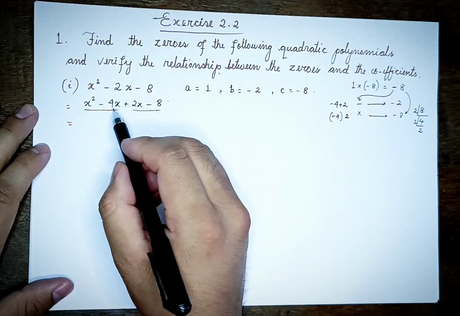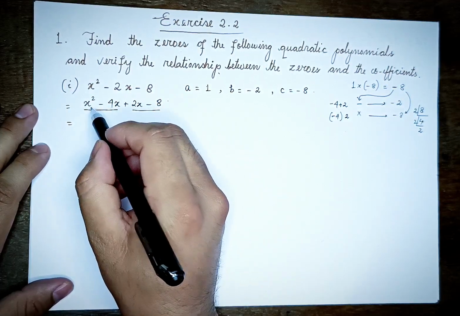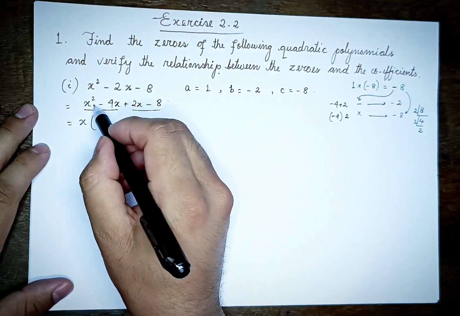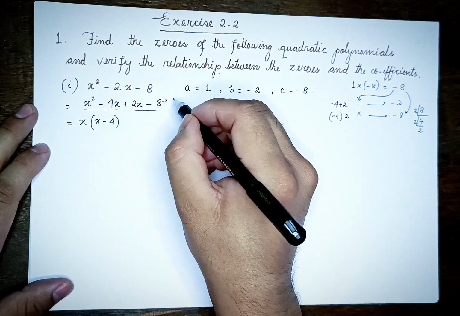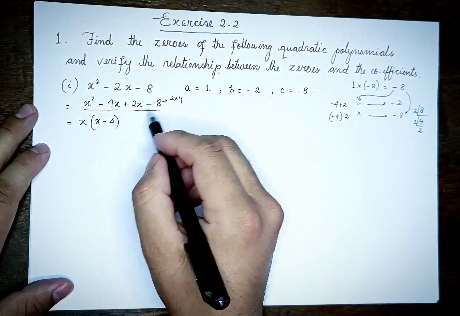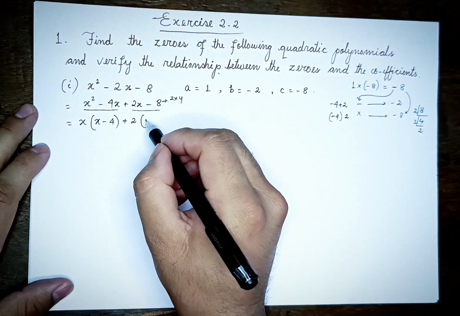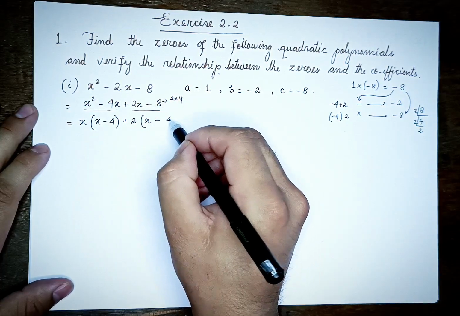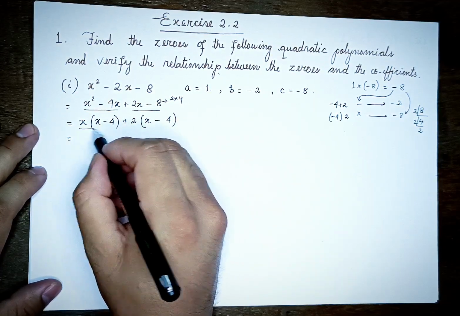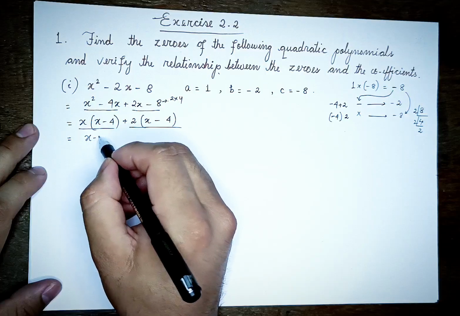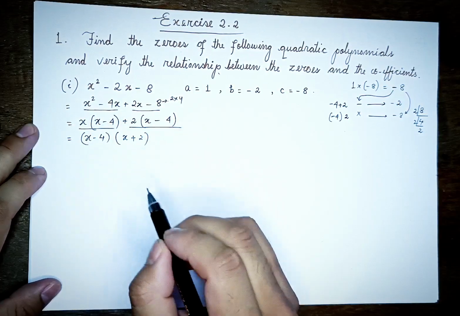taking common from these two terms and from these two terms. Taking x common from these two, we are left with x minus 4. Here this 8 can be written as 2 into 4, so the common part is 2. So I take plus 2 as common and we are left with x minus 4, which is equal to, taking x minus 4 as common, we are left with x plus 2.